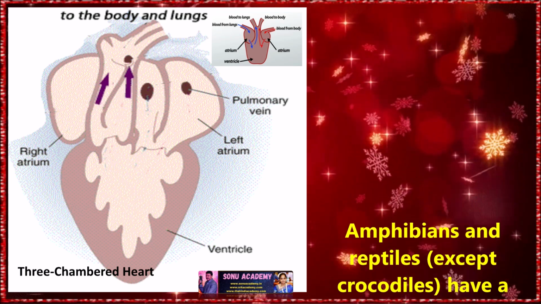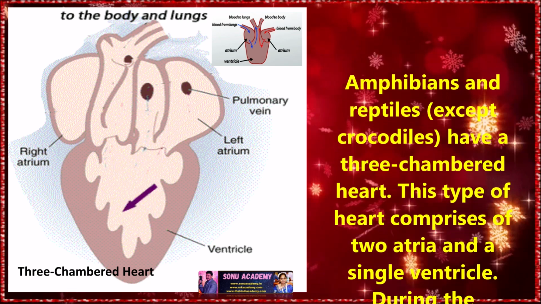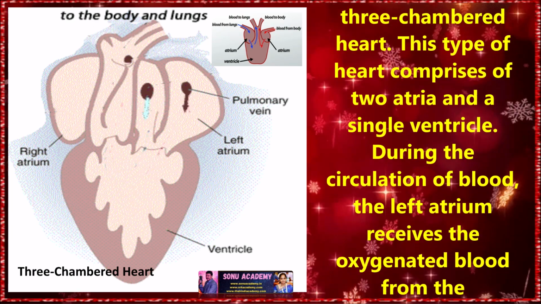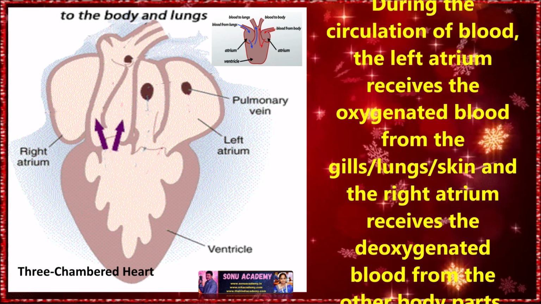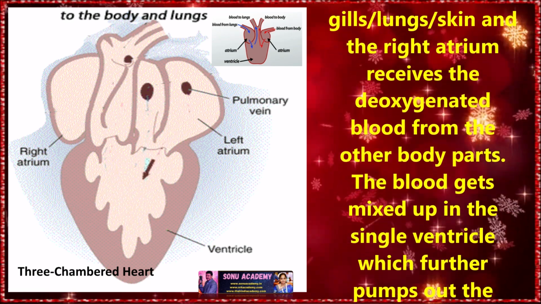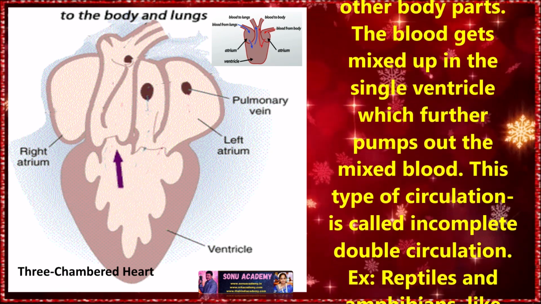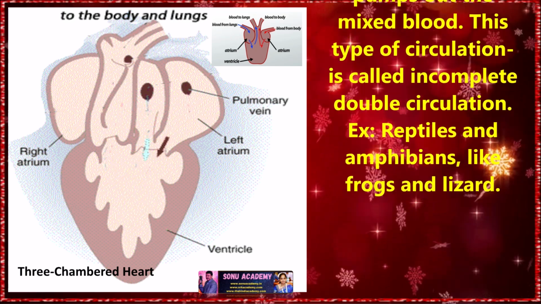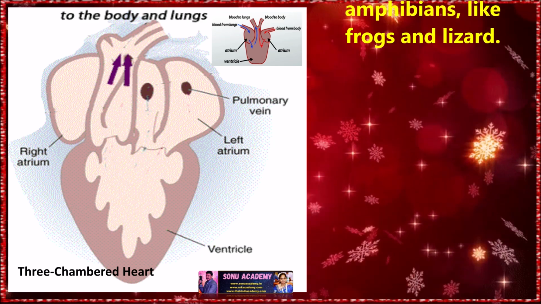Three-chambered heart. Amphibians and reptiles have a three-chambered heart. This type of heart comprises two atria and a single ventricle. During the circulation of blood, the left atrium receives the oxygenated blood from the lungs or gills, and the right atrium receives the deoxygenated blood from the other body parts. The blood gets mixed in the single ventricle, which then pumps out the mixed blood. This type of circulation is called incomplete double circulation. Examples of three-chambered heart organisms are reptiles and amphibians like frogs and lizards.